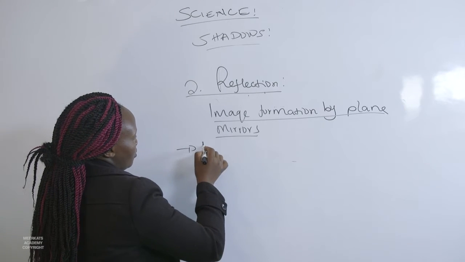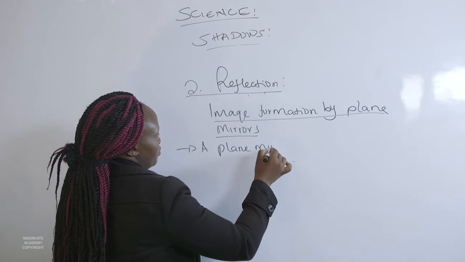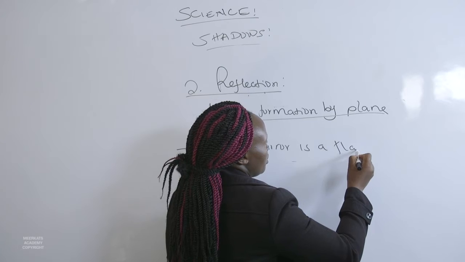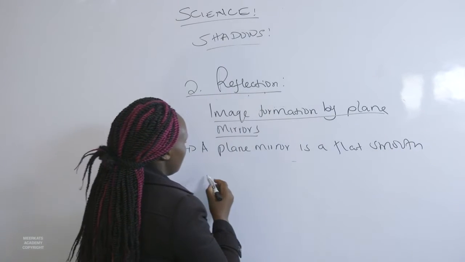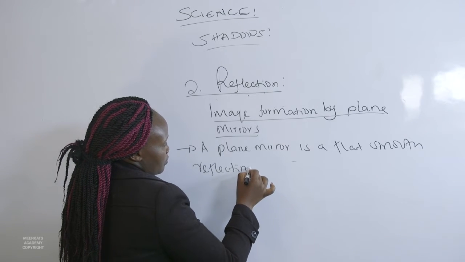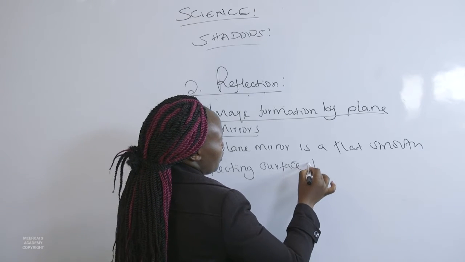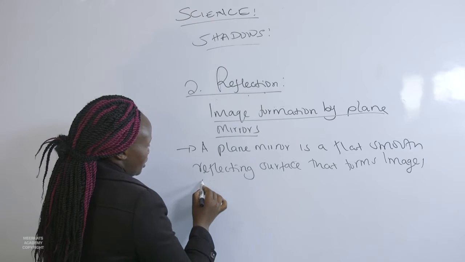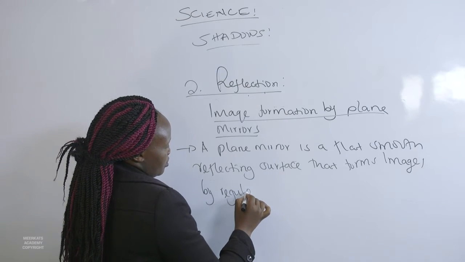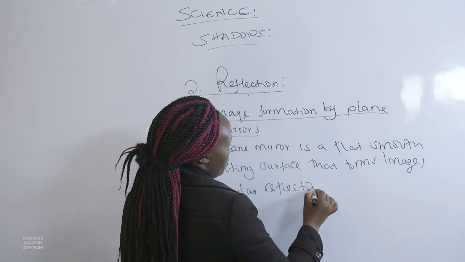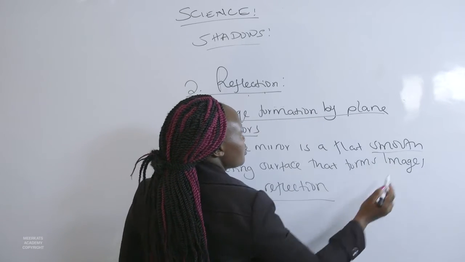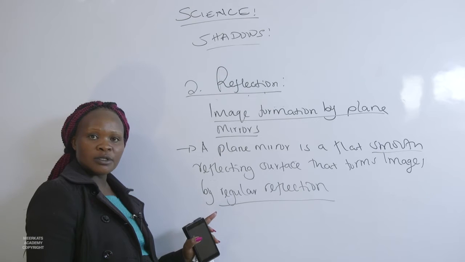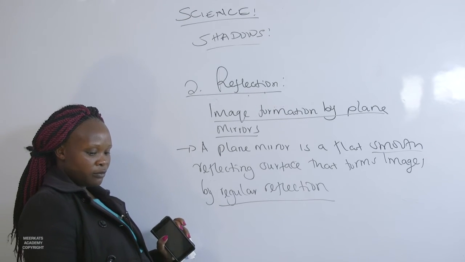And we can start by defining a plane mirror. A plane mirror is a flat, smooth, reflecting surface that forms images by regular reflection. It's worth noting that it's actually a smooth surface, and that is why we say it forms images by regular reflection.